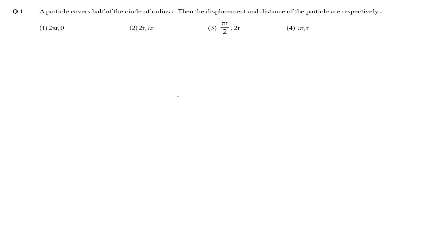Now see the next question. A particle covers half of the circular path of radius r, then find the displacement and the distance. So half of the circular path it is. So distance is nothing but half of the circumference, that is pi r, and displacement is nothing but r and r, which is 2r. Here they asked displacement first, so 2r and pi r.